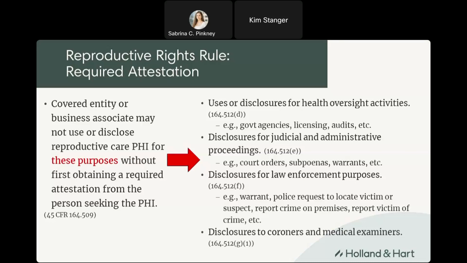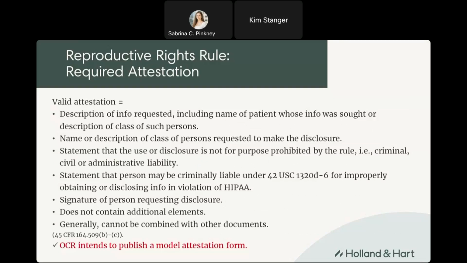Those purposes that require the attestation before you can disclose it are if they're seeking it for purposes of health oversight activities, or disclosures for judicial or administrative proceedings, or disclosures for law enforcement purposes, or disclosures to coroners or medical examiners. If that's their purpose for getting it, that's the HIPAA exception that would allow them to get the information. Then you've got to get that attestation, and that attestation has to satisfy certain regulatory standards. It's got to contain this specific required information.